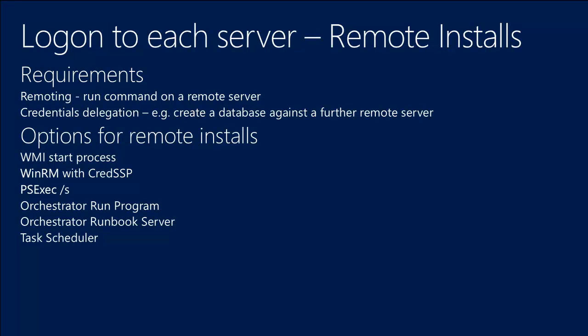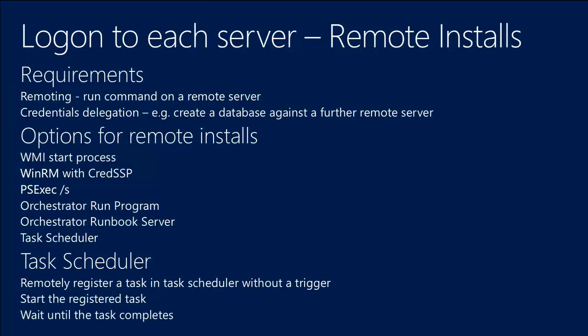What we do is we remotely register a task with the task scheduler without a trigger, which means it's actually not scheduled, it's just a task. And then we remotely start that task, wait for it to finish, and once we finish, we check to see that it's done what it was we told it to do in the first place. So this gives us remoting, but with a local logon, so we get the ability to do credentials delegation.